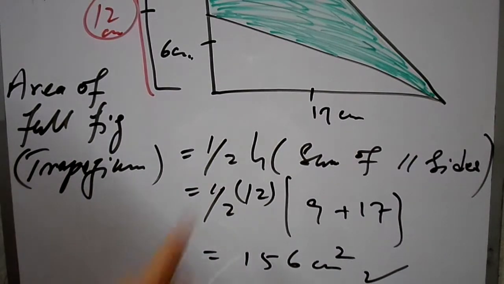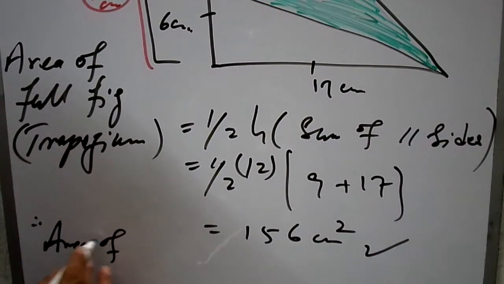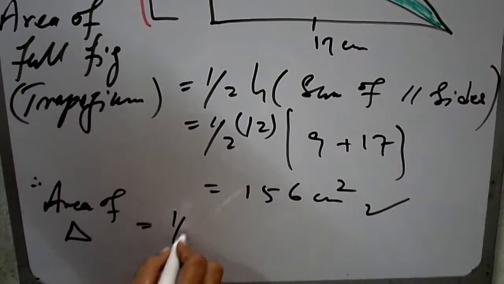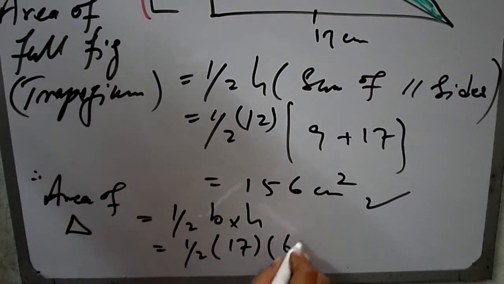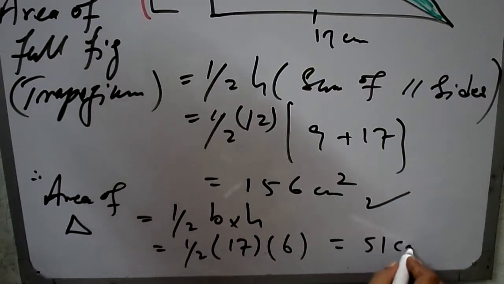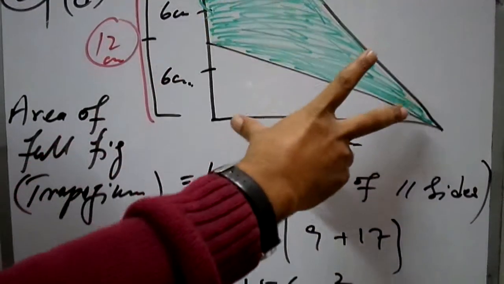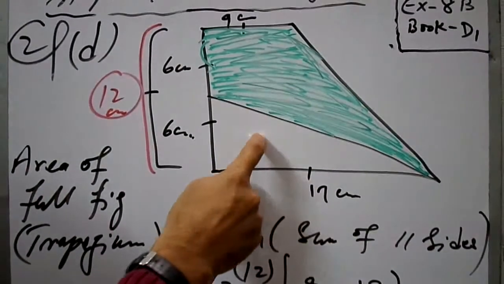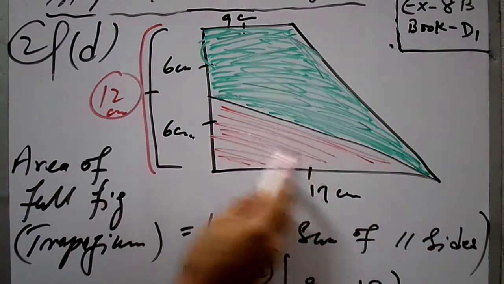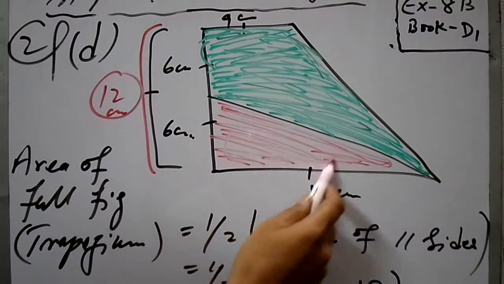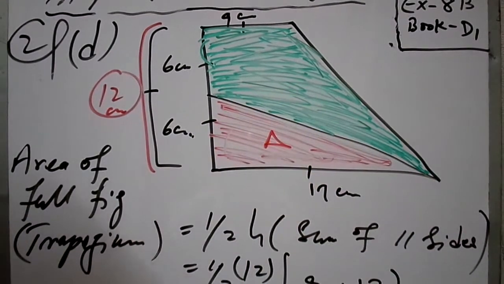Now the area of a triangle. Here you have one triangle, so the area of triangle is half base into altitude. Putting the values, the base is 17 and the height is 6, so you will get 51 centimeter square, the area of the triangle. Now, for the shaded portion, that is in green color, you have calculated the area of the full trapezium and the area of the triangle. So what should you do? You have to subtract the triangle to find the area of the shaded part.